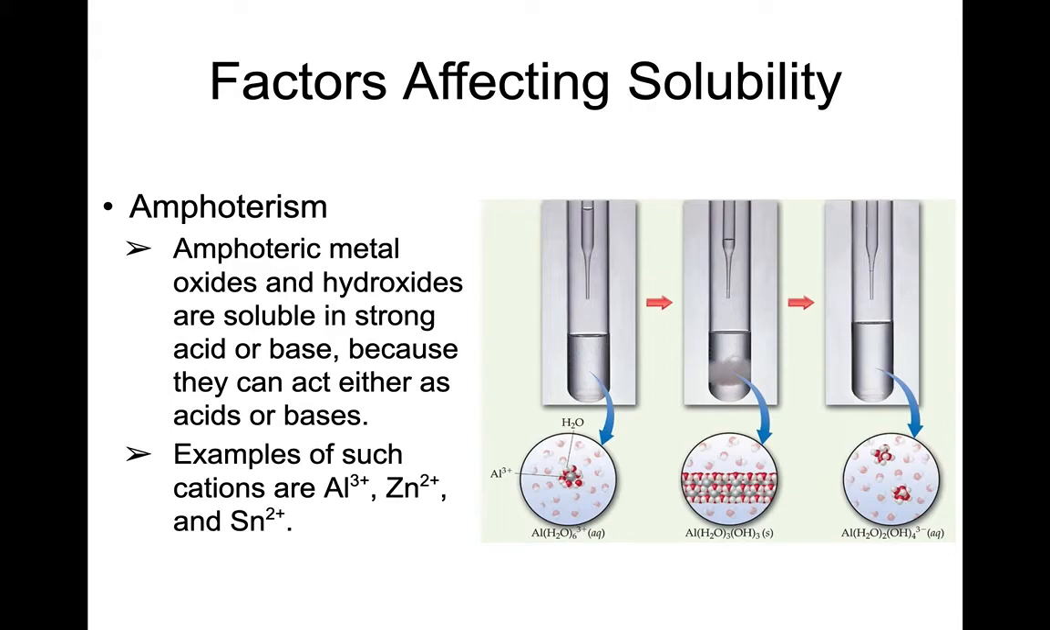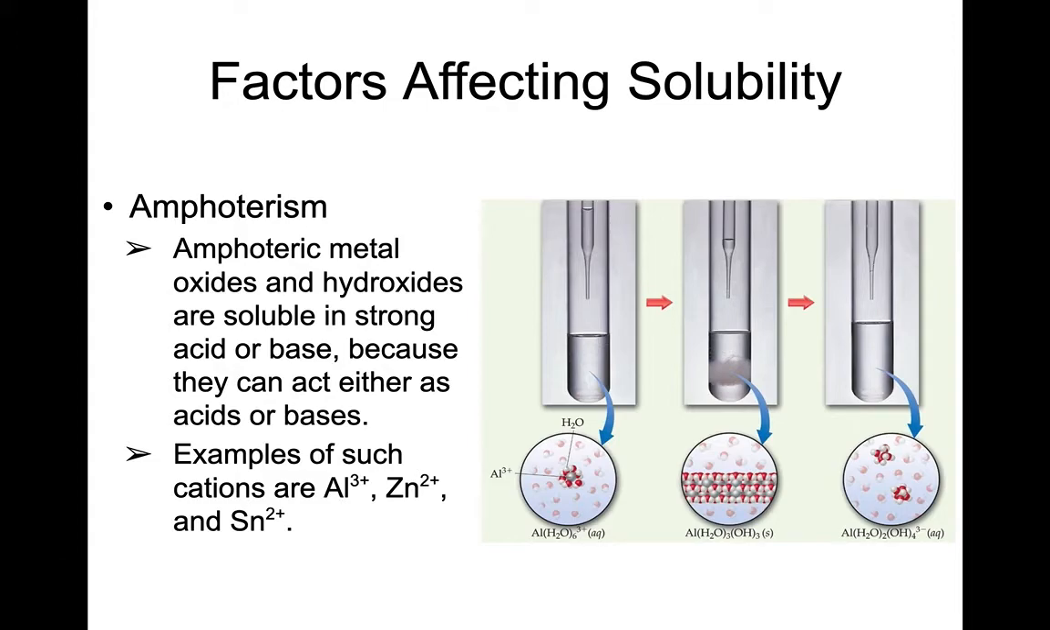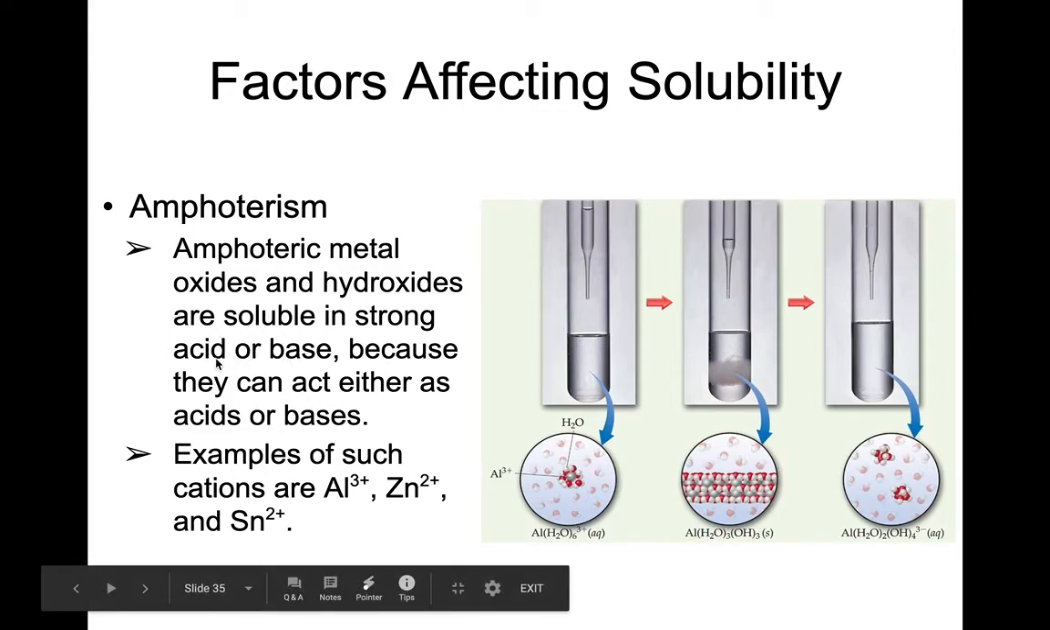Another factor is amphoterism. Remember, amphoteric metal oxides and hydroxides would be soluble in a strong acid or base because they can act as either. To be amphoteric meant it could act as an acid or it could act as a base depending on the conditions. Examples of these include aluminum, zinc, and tin. They can go either way. If you put them near a base, they'll act like an acid. If you put them near an acid, they'll act like a base. So these are soluble in either.